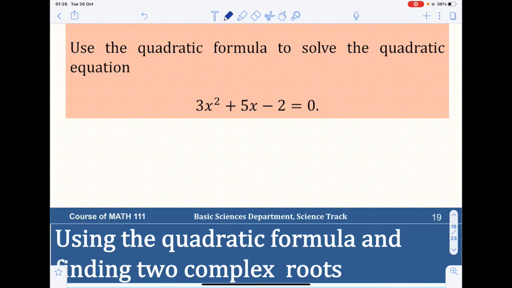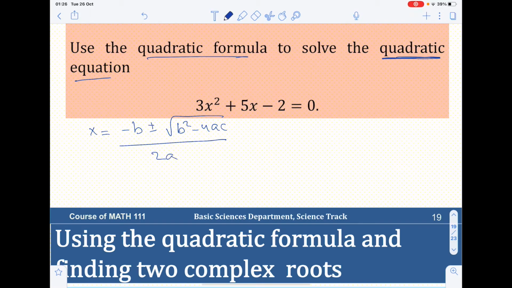So directly when you see a question that asks you to solve an equation, you can use the quadratic formula, and here the question also asks to use the quadratic formula. So the quadratic formula is minus b plus or minus square root of b squared minus 4ac over 2a. So first, what is a, what is b, what is c? a is 3, b is 5, and c is negative 2.